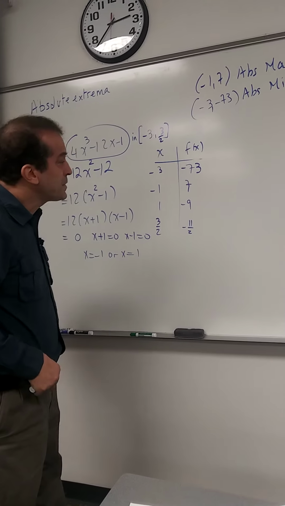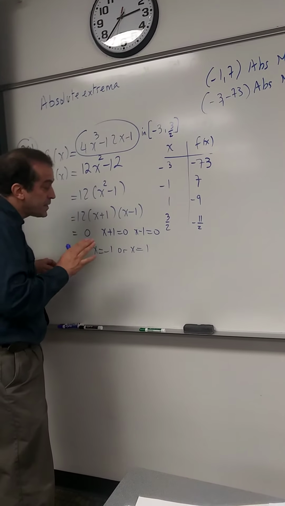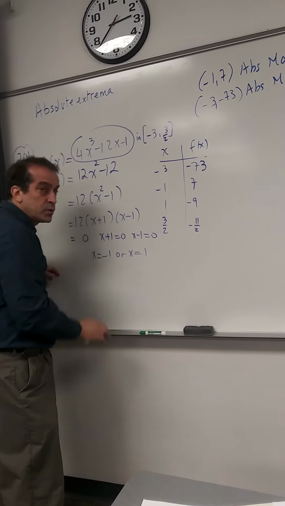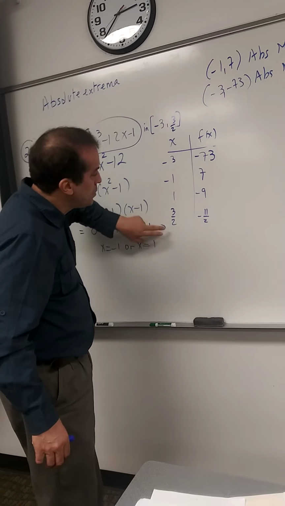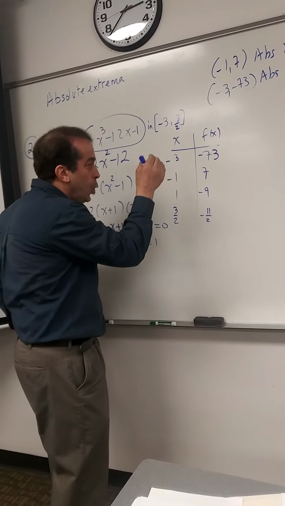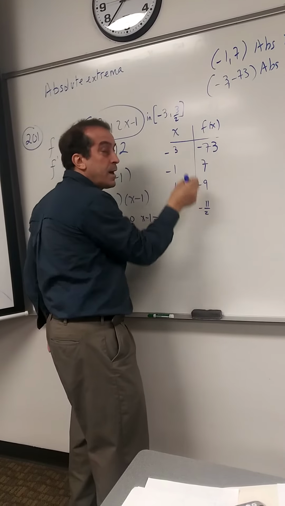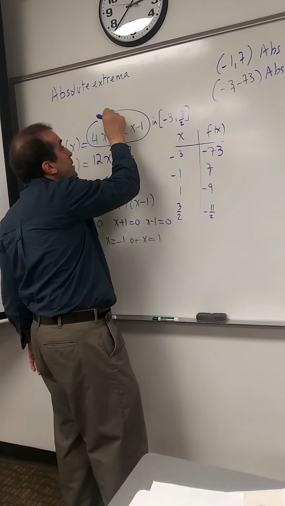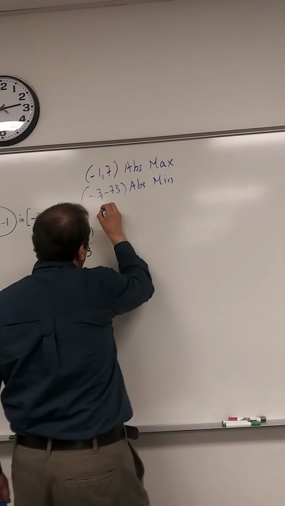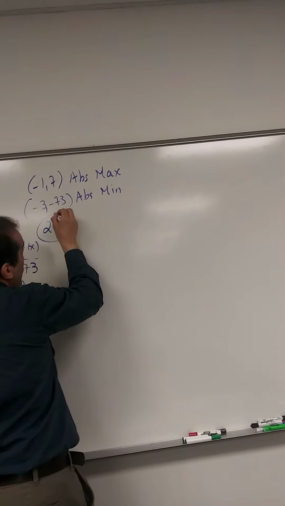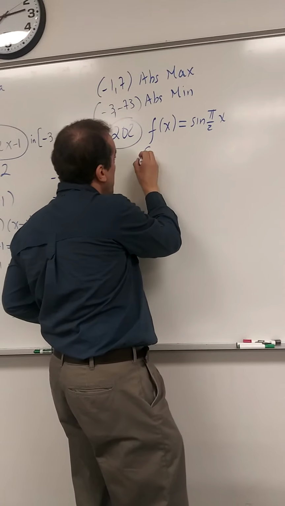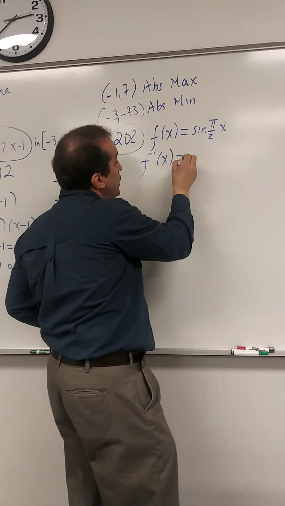The absolute max and min are not always necessarily the numbers that you get by setting the derivative equal to 0. They could be at the endpoints, they could be one of these numbers, it could be anywhere. So just look for the lowest and the highest results after you substitute in this function. We're going to do another example, and I'll call this 202. I'll write the example so we can save some time.